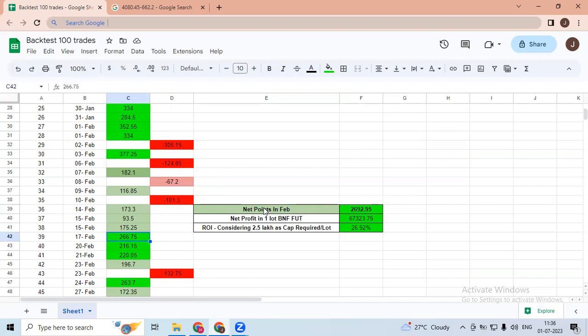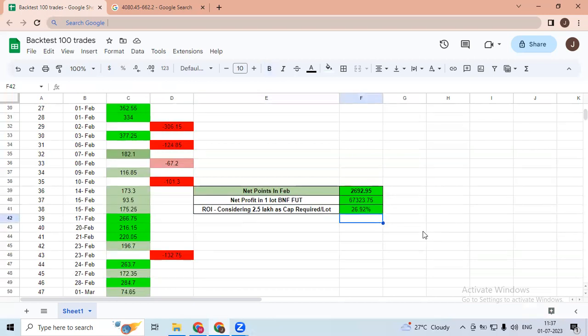Okay. In the month of February, we gained nearly around 26.92%. The net gain means the total number of profit points minus the loss points. The net points were 2,692.95 points, which sums up to around 67,323 rupees. Okay. Same, considering the ROI, it is 26.92%.